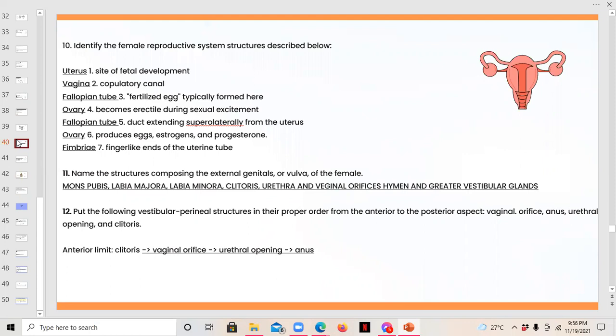Number 12. Put the following vestibular perineal structures in their proper order from the anterior to the posterior aspects. So from clitoris to the vaginal orifice to the urethral opening and to the anus.